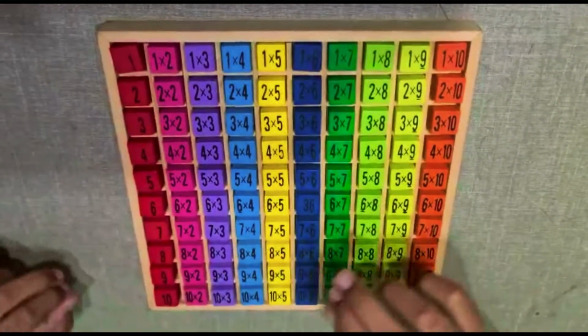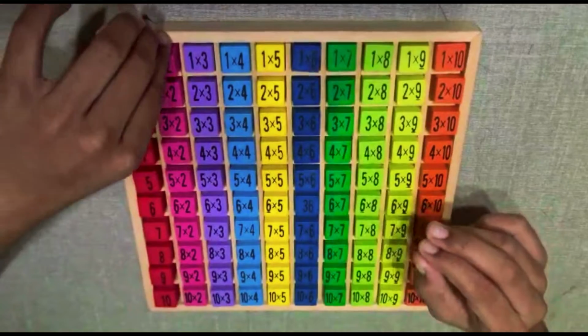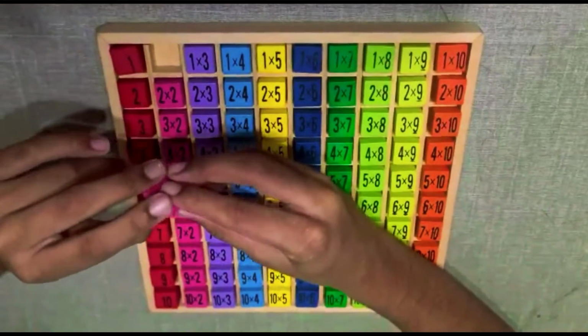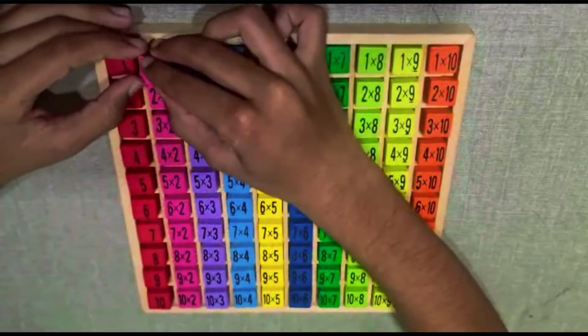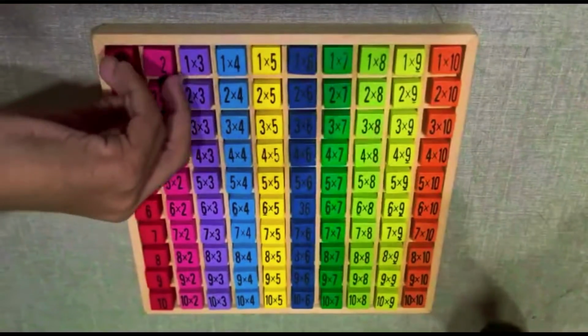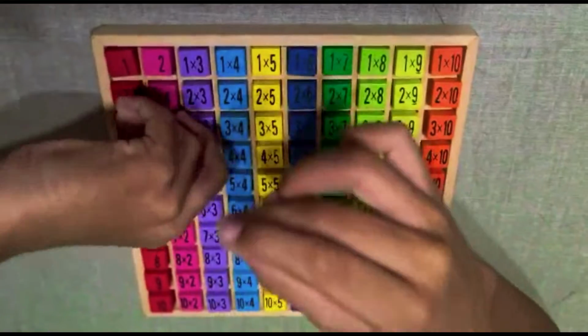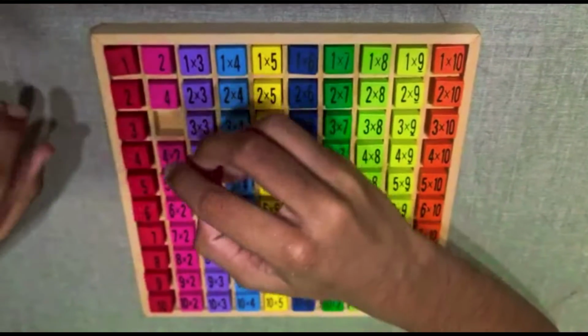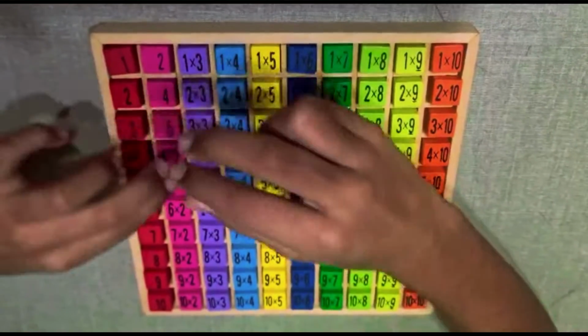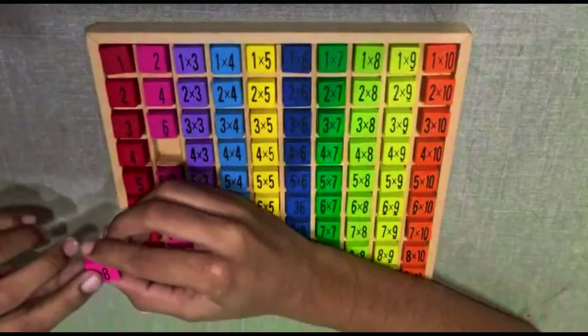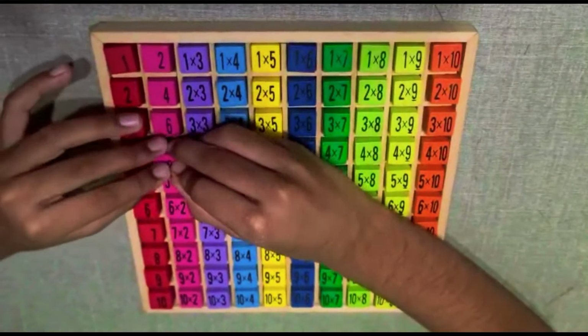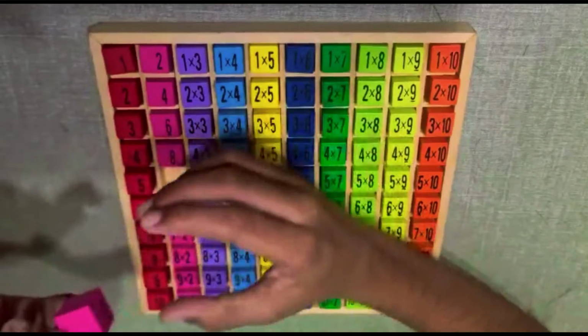Now we are going on to the second table, which is 1 into 2, which is 2. 2 into 2, which is 4. 3 into 2, which is 6. 4 into 2, which is 8. 5 into 2, which is 10.